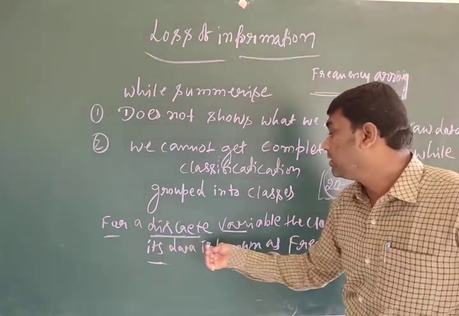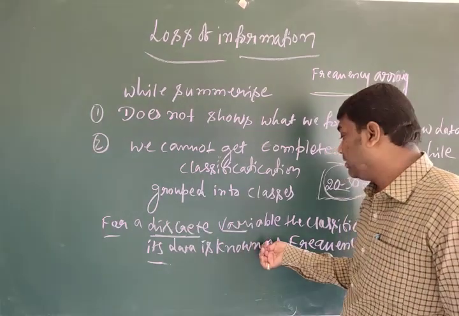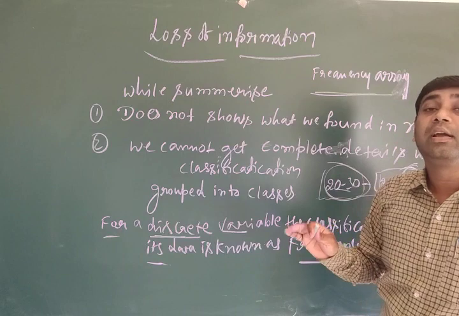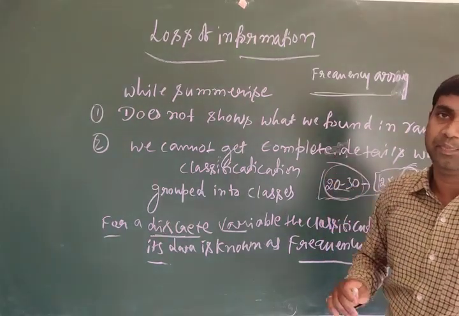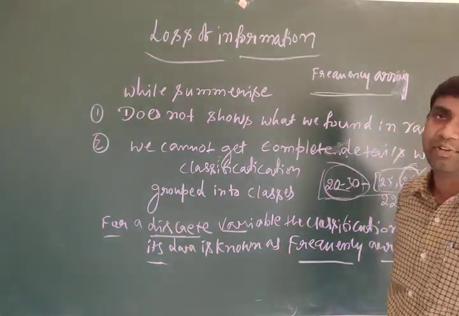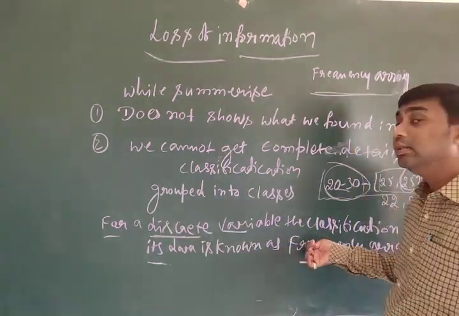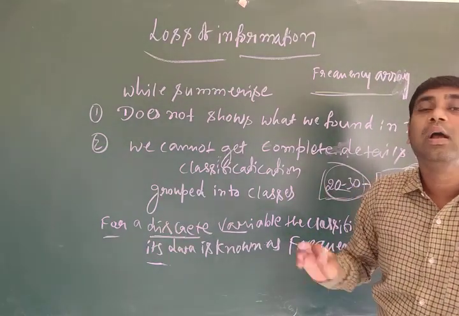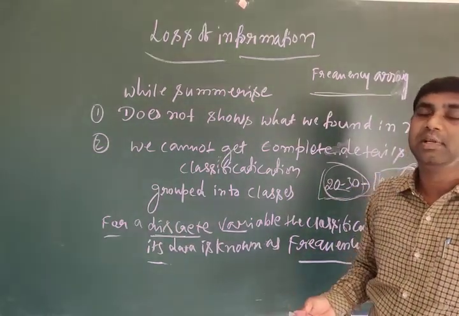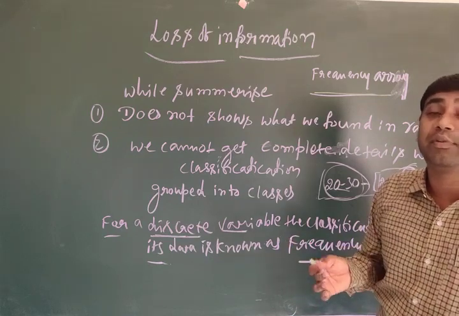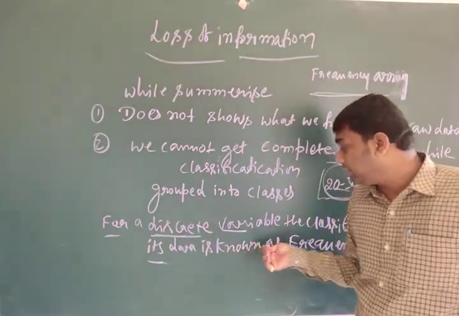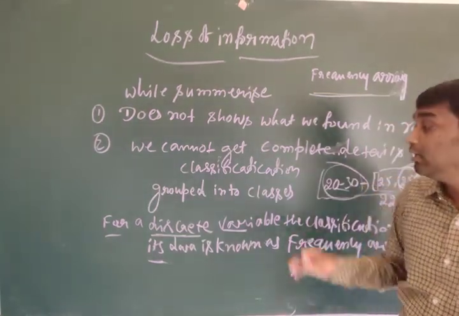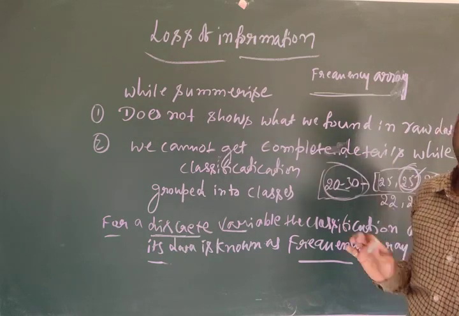Another one we discussed is frequency array. Frequency array means, for a discrete variable, the classification of its data. In variables there are two types: one is continuous, another is discrete. Discrete means it can jump from one value to another value, right? So for a discrete variable, the classification of its data is called frequency array.